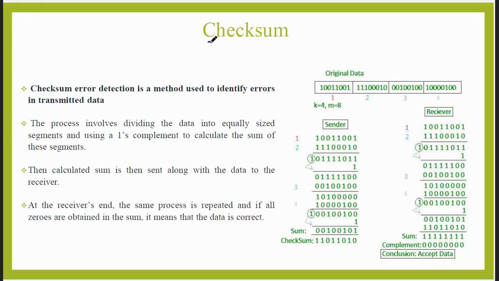Now let's see about the checksums. The definition of the checksum: checksum error detection is a method used to identify errors in the transmitted data. The process involves dividing the data into equally sized segments and using ones complement to calculate the sum of these segments. Then the calculated sum is sent along with the data to the receiver. At the receiver's end, the same process is repeated, and if all zeros are obtained in the sum, it means that the data is correct.